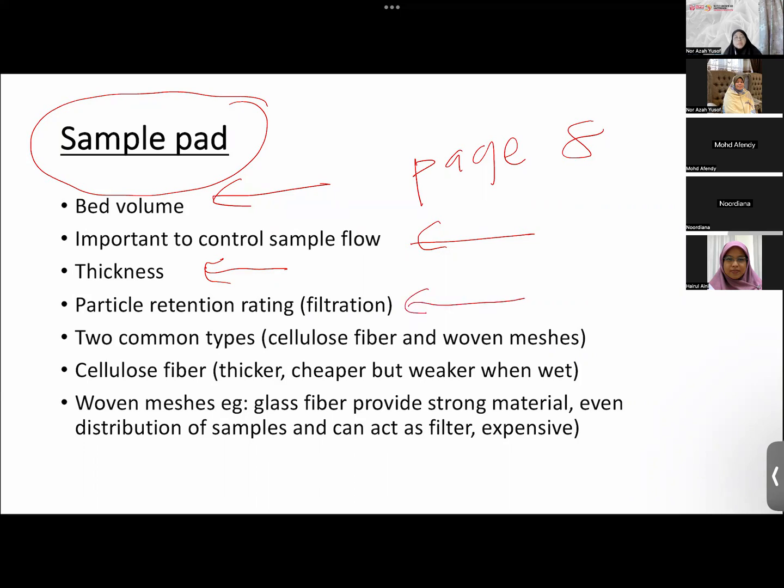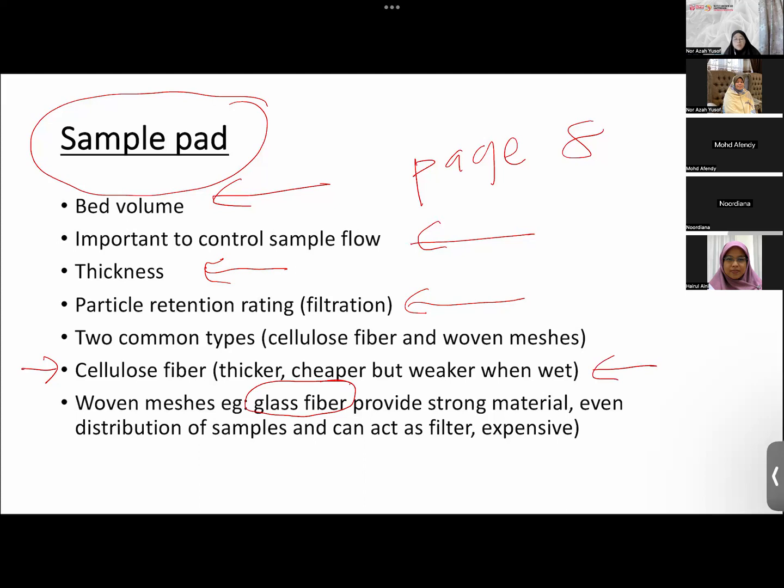There are times that you need a filtration system. So you can use cellulose fiber because it offers some filtration. It will filter out some bigger molecules. For example, you need to filter red blood cells. Okay, so you can choose to have glass fiber, for example. The one we commonly use is cellulose fiber.